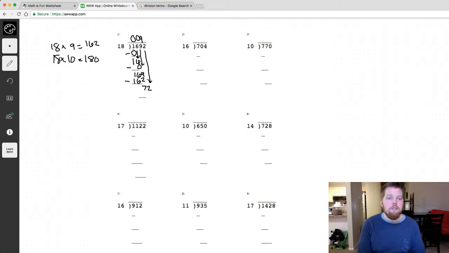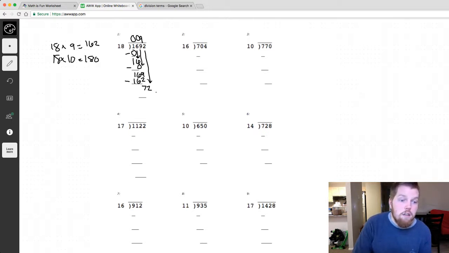18 into 72. Another thing that I really like for long division is working with doubles, because if you can times something by 2, it's really easy to figure out numbers like 18 times 2 is 36, 16 times 2 is 32. You can figure those numbers out really quickly. You don't necessarily need to have your times table memorized to know that number.